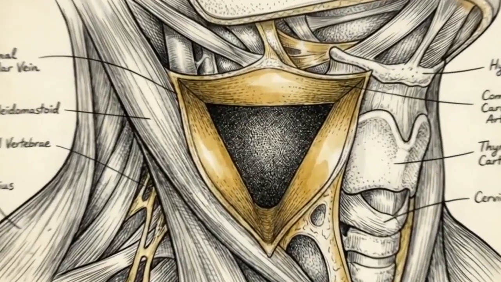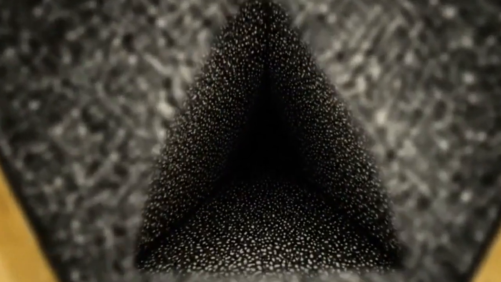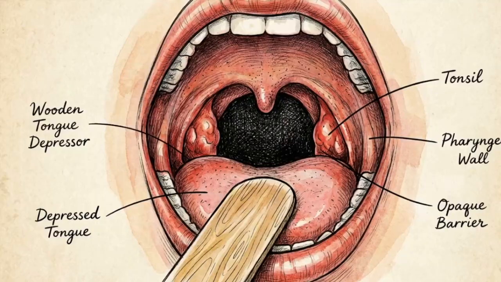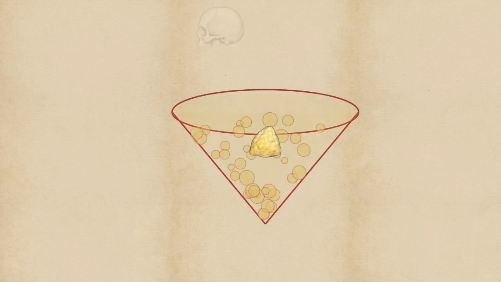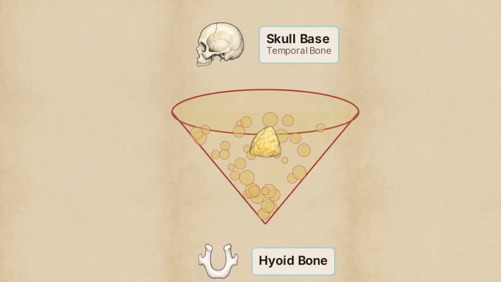Deep in the neck lies a diagnostic black box known as the parapharyngeal space. You cannot palpate it on a routine physical exam, and you cannot see it by looking down a patient's throat. It is an inverted cone of fat and connective tissue. The wide base starts at the petrous portion of the temporal bone at the skull base, and it tapers downward, terminating at the level of the hyoid bone.